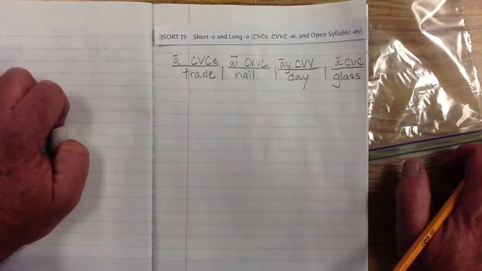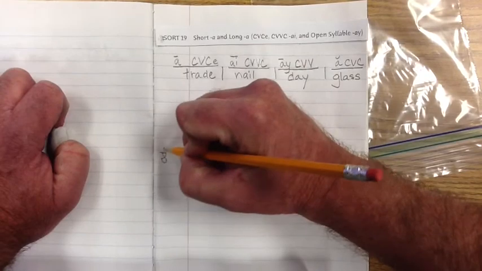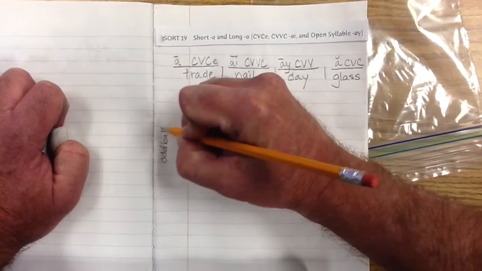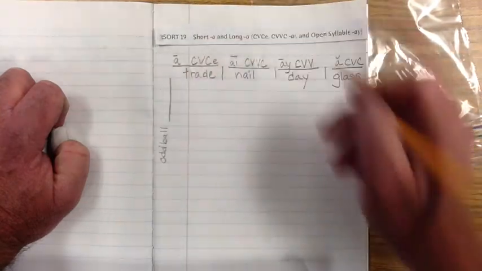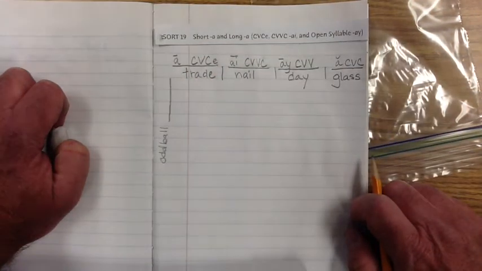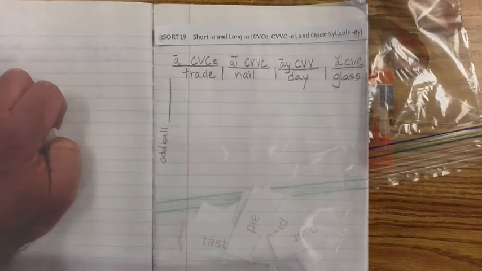Now, there is one oddball word. So before I let you guys go crazy and venture out on your own, let's go ahead and write oddball off to the side, and then let's see if you can figure out which one is the oddball. Alright, the time is now yours. Go ahead and finish doing your lay and say.